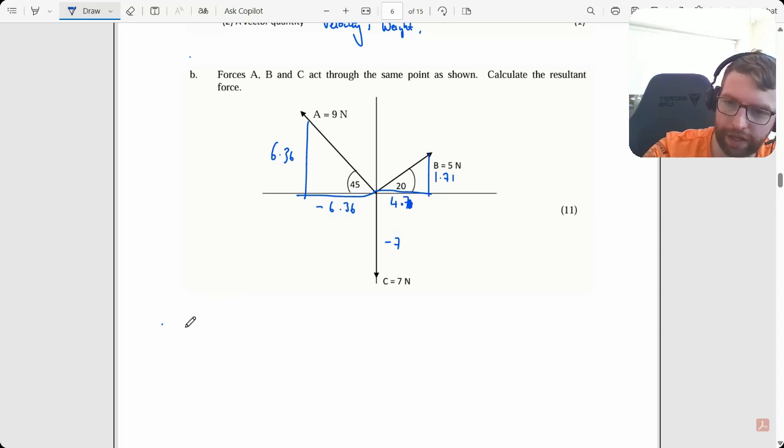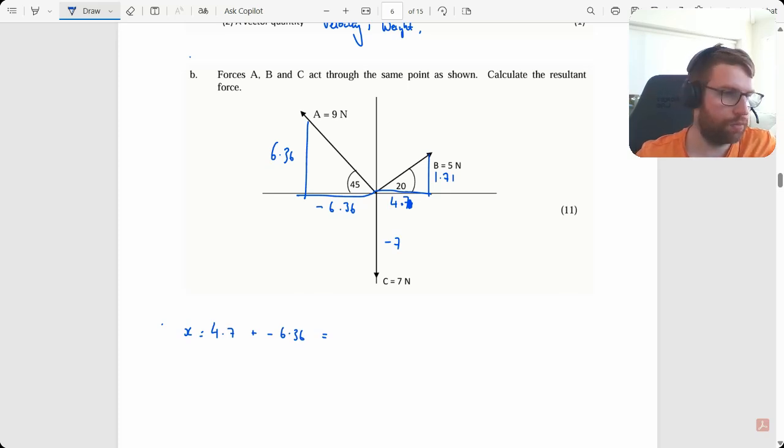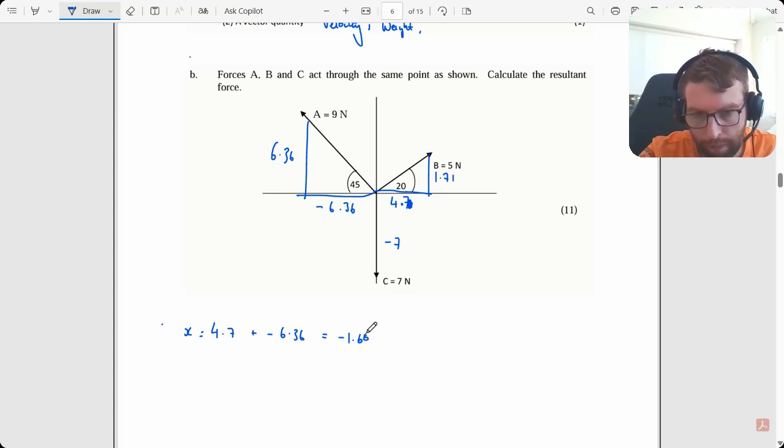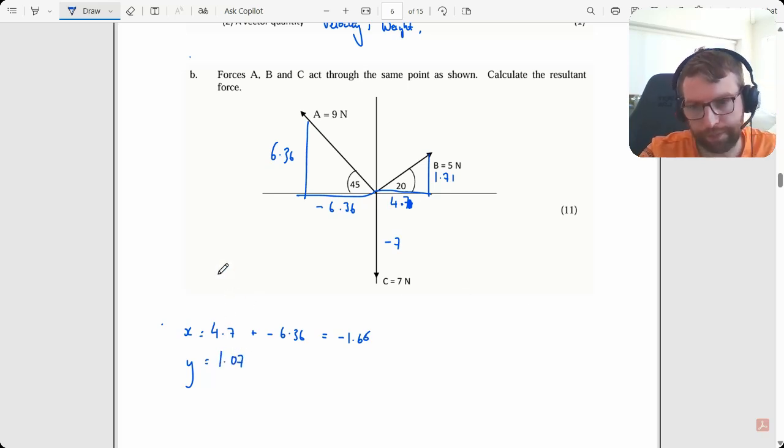So what we do from there is we get our x's together. So x would be 4.7 plus minus 6.36. There's no other x's there. And what's that going to give us? Minus 1.66. And then our y is 1.71 plus 6.36 minus 7, which gives us 1.07.